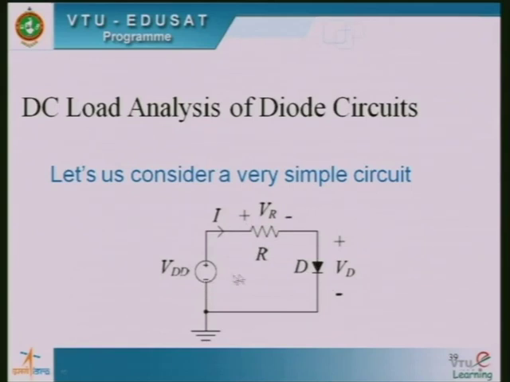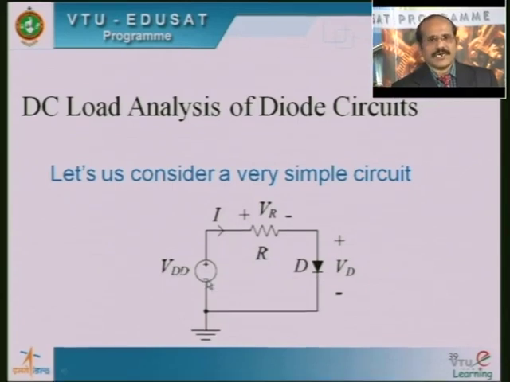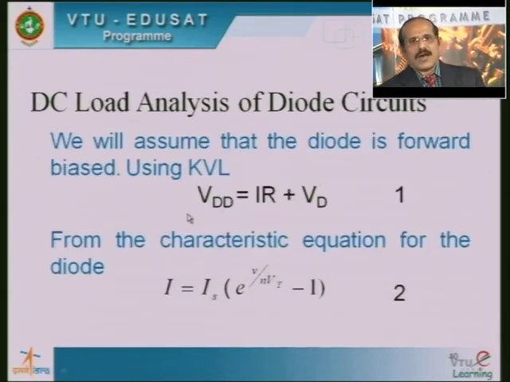So therefore here you can see that the anode is connected to the positive terminal of the DC supply, whereas the cathode is connected to the negative terminal of the DC supply. Therefore the diode is forward biased here. And if you apply KVL to this, using Kirchhoff's voltage law, we will get VDD equal to I into R plus VD.